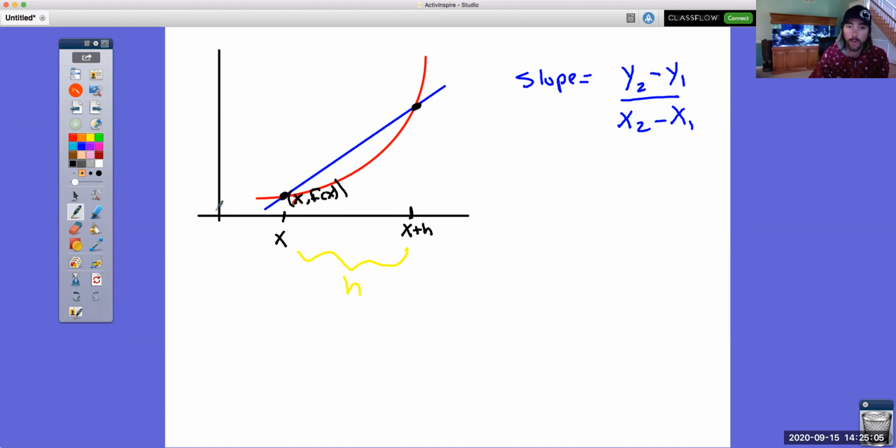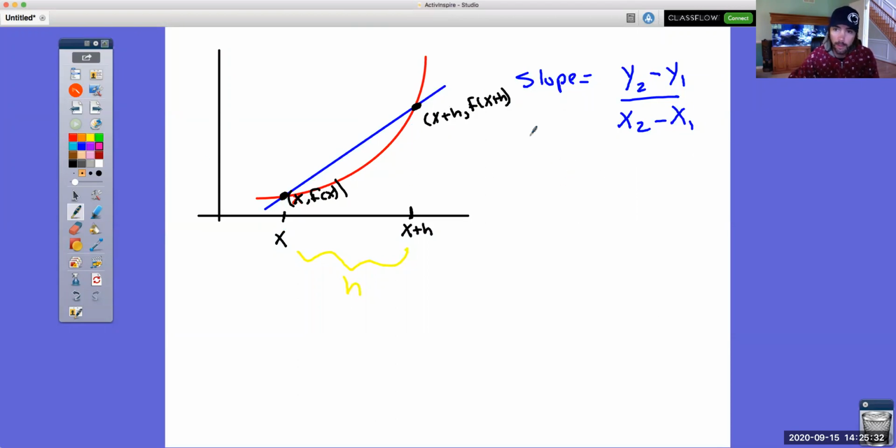And then the second point, from 0, 0, you went over x plus h, and then you went up to the function at x plus h. So now I have coordinates for those two black points. I can use those coordinates in the slope formula to calculate the slope of that blue line, which will estimate the slope at x.